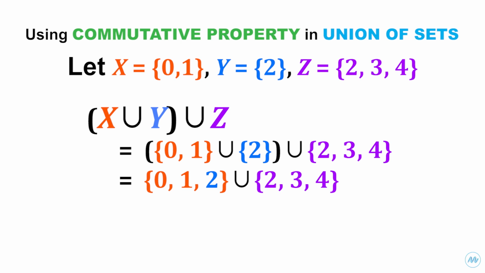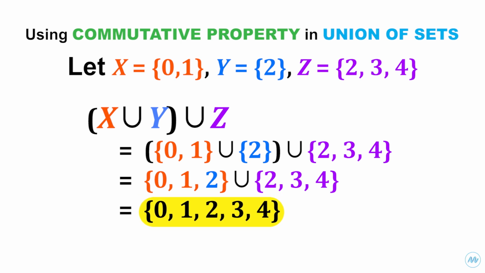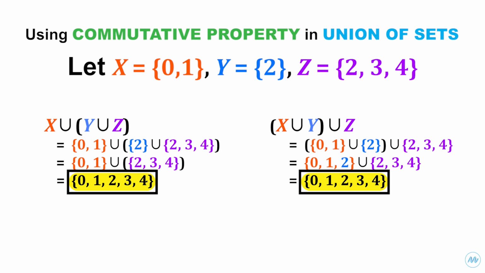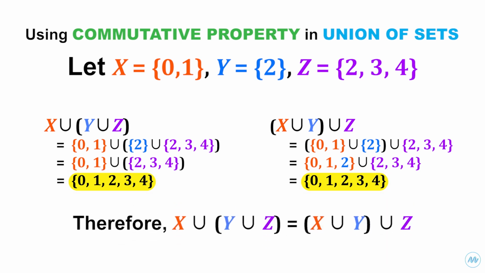Thus, (X union Y) union Z is the set whose elements are 0, 1, 2, 3, and 4. Take note that the two resulting sets are equal. Therefore, X union (Y union Z) is equal to (X union Y) union Z.